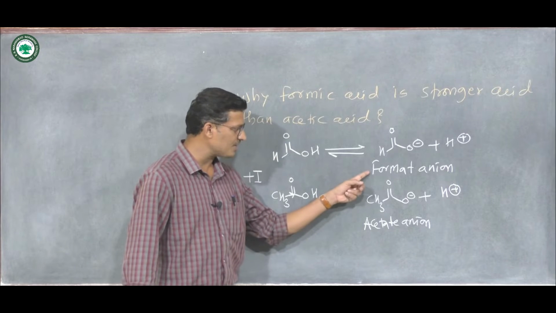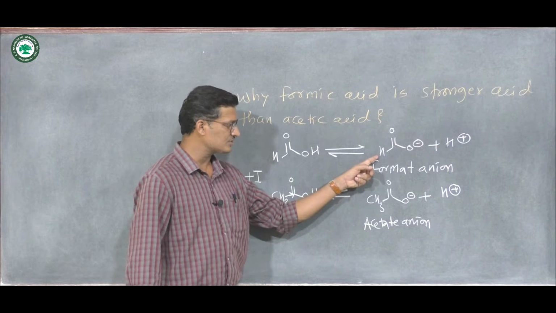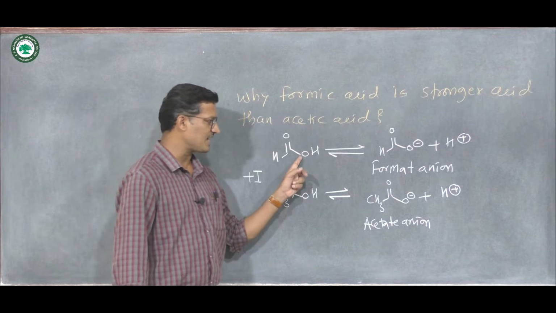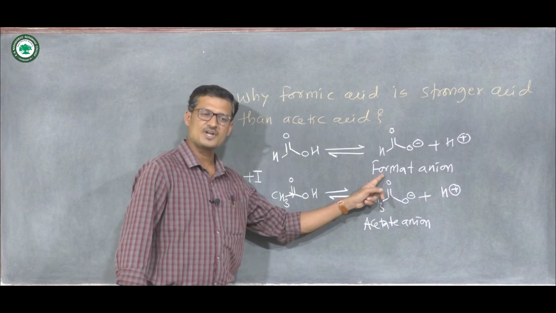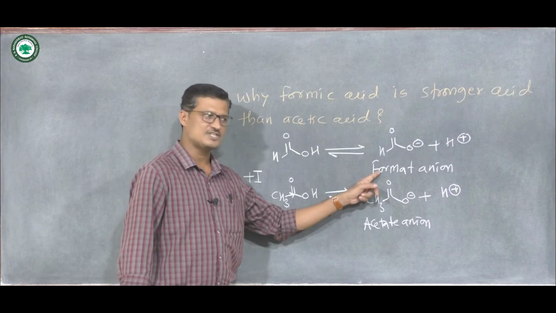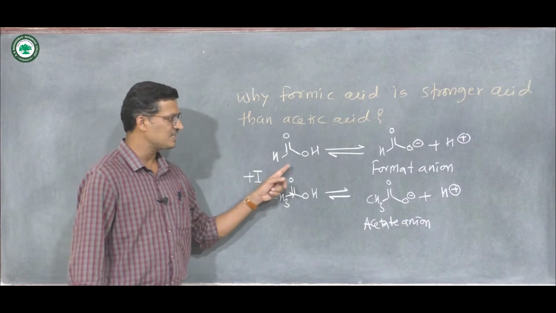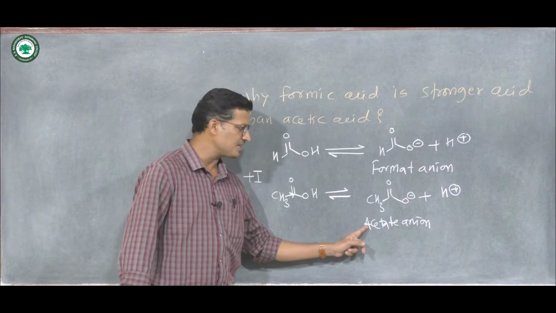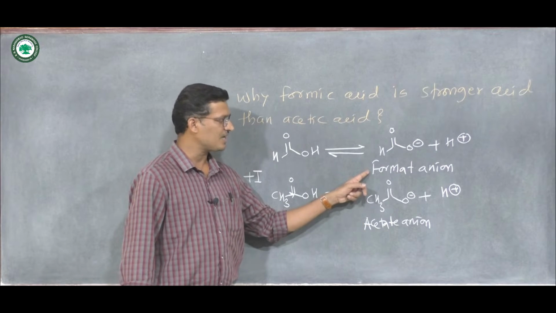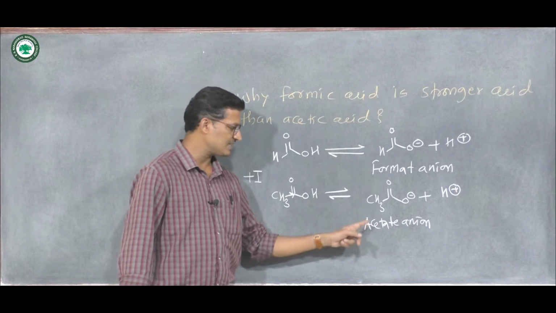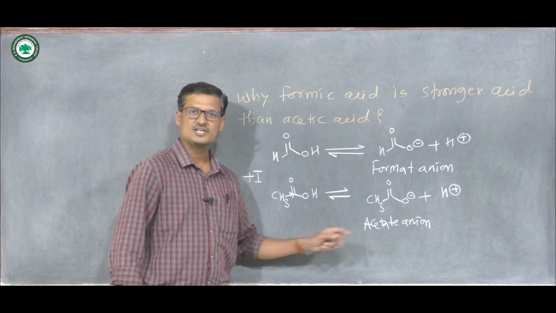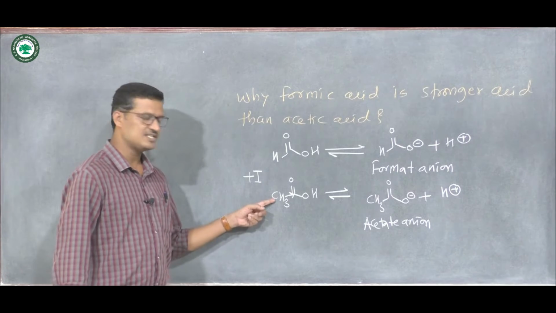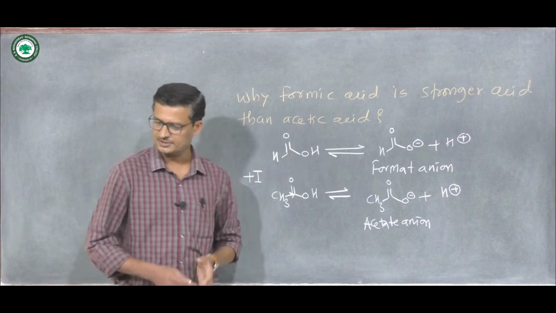But in the case of the formate anion, there is a hydrogen, so such a plus I effect is absent in formic acid. So the formate anion, the conjugate base of formic acid, is not destabilized like the acetate anion. The formate anion has more stability as compared to the acetate anion. This makes formic acid a stronger acid as compared to acetic acid.